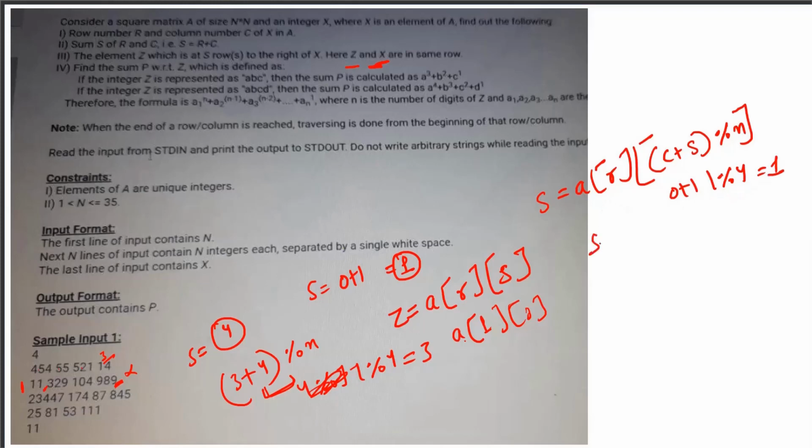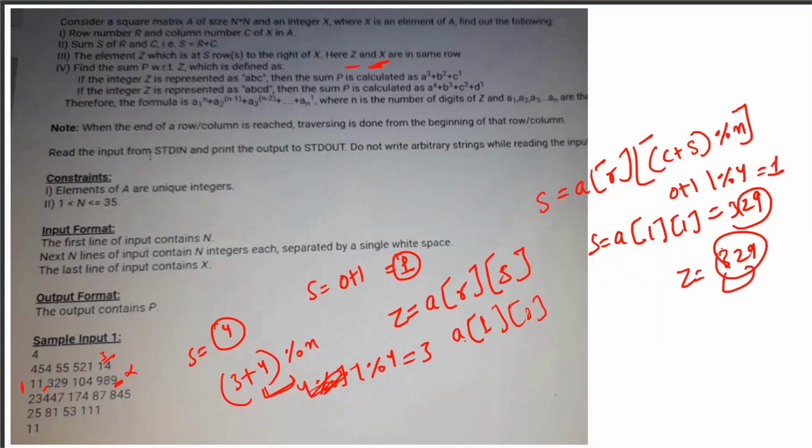Okay, so s equal to a of row is 1 1 1. At 1 1, what element do we have? We do have 3 2 9. Now the next point says find the sum p with respect to z, which is defined as: if the integer z is represented as abc, how many digits do we have in z?